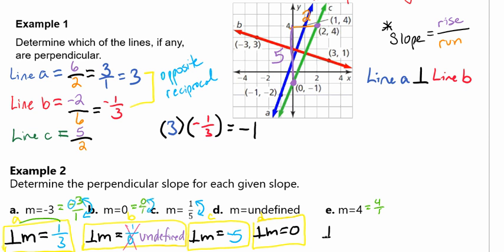And then for letter E, when we have the 4, that's like saying 4 over 1. So if we look for our perpendicular slope here, we're going to need to flip those and make that a 1 over 4. And this one is positive, which means our perpendicular answer is going to need to be negative. So -1 over 4. And you can always double check these simply by multiplying your original slope and your perpendicular slope. And if you get a -1, that means that they're perpendicular.